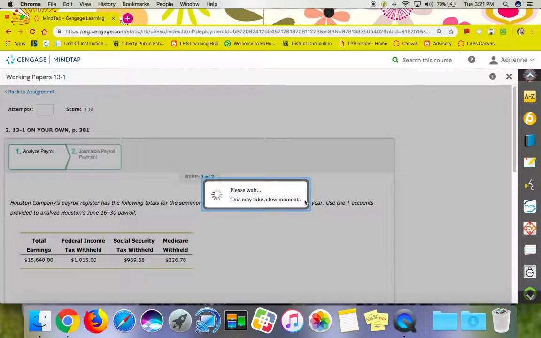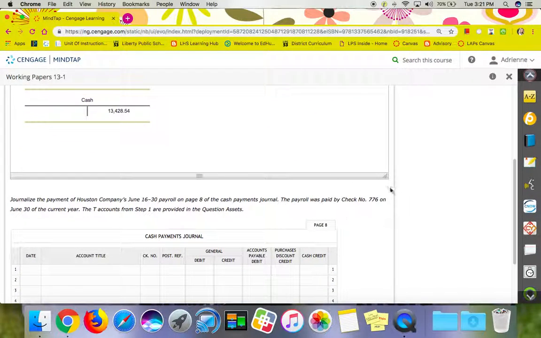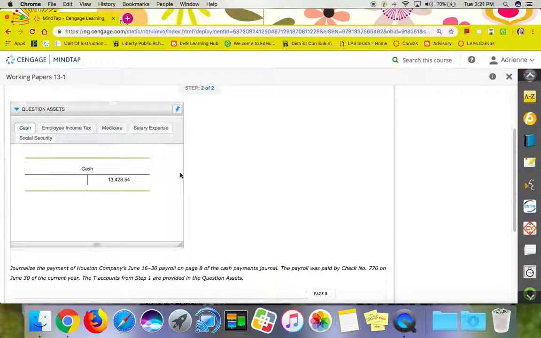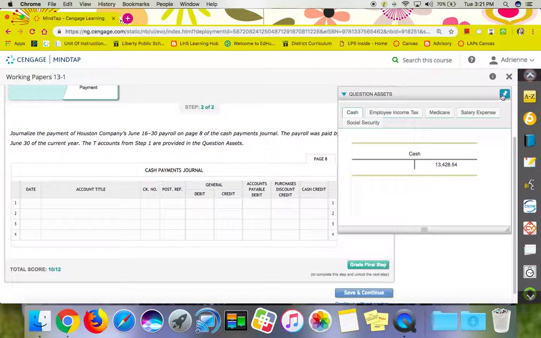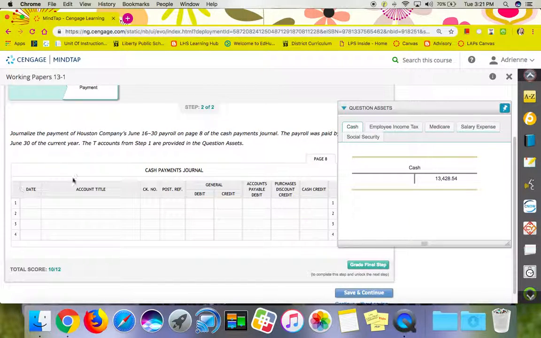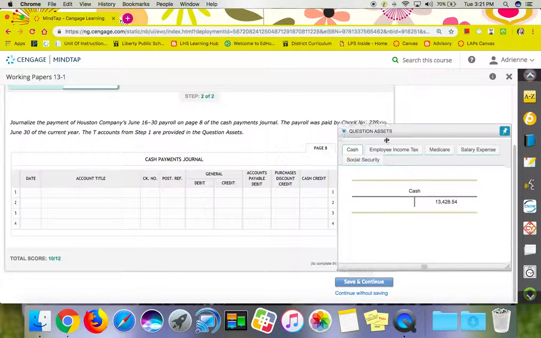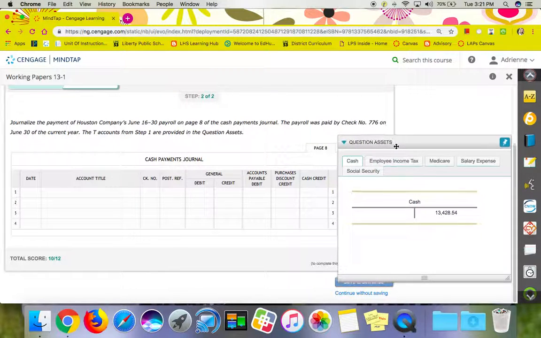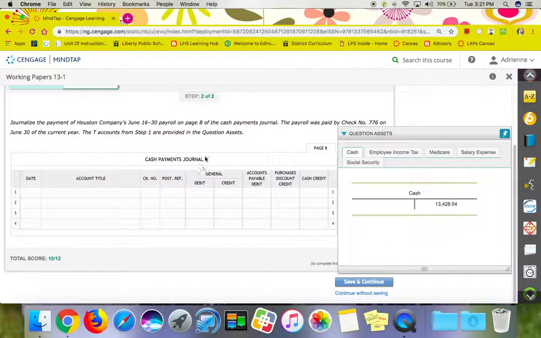So the next step is journalizing. So we have all of those amounts in the T accounts right here. So I'm going to move these right over here. And this is how we're going to do it. So it says journalize the payment of Houston Company's June 16th through 30th payroll on page 8 of the cash payments journal. The payroll was paid by check number 776 on June 30th of the current year. All right. So the date is June 30.